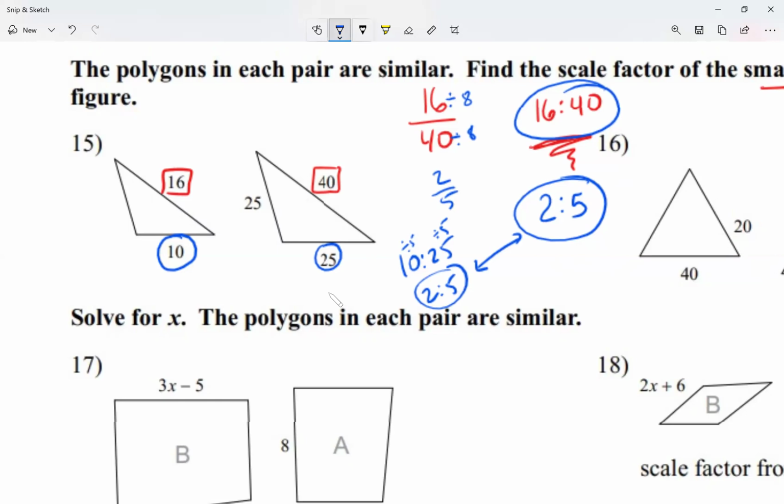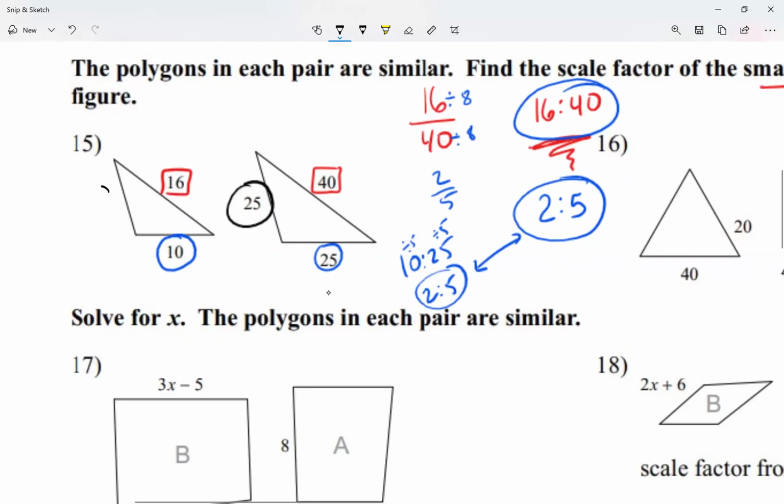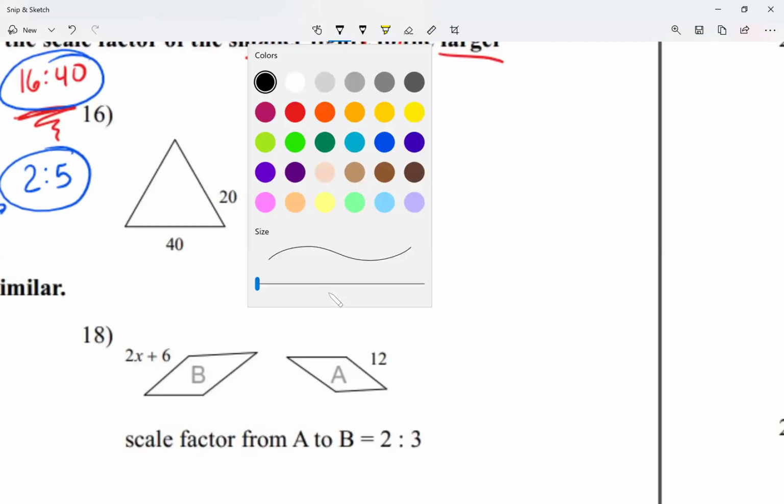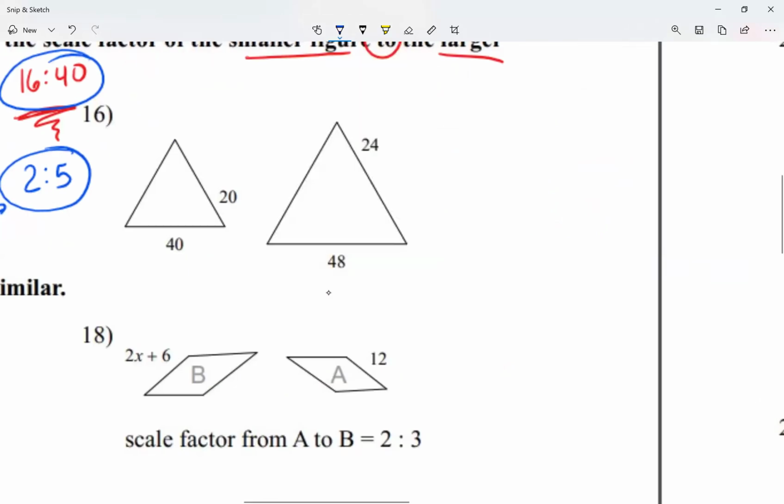Now, this 25 goes with this side. I don't know what the measurement is on the small side, so I'm not going to be able to use that 25. So let's take a look at number 16. I can use any of the numbers that I want, as long as I use the corresponding number on the other side. My 20 goes with 24.